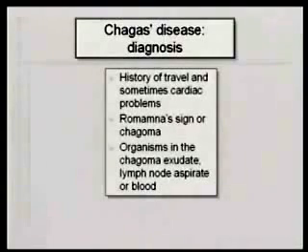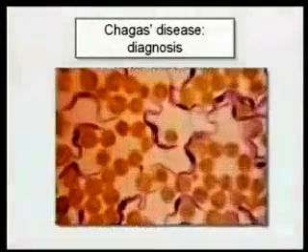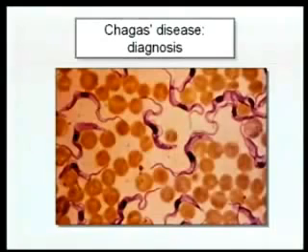Organisms can be found in the chagoma exudate. The organisms can be found in the actual lesion, in the very acute stage, or in the lymph nodes. So a lymph node aspirate can be taken to detect the organism, or blood if there is a parasitemia. This is not a true picture of human blood, but it's from a mouse that was infected in a bioassay, which I described for Trypanosoma brucei, and which can be performed for Trypanosoma cruzi as well.